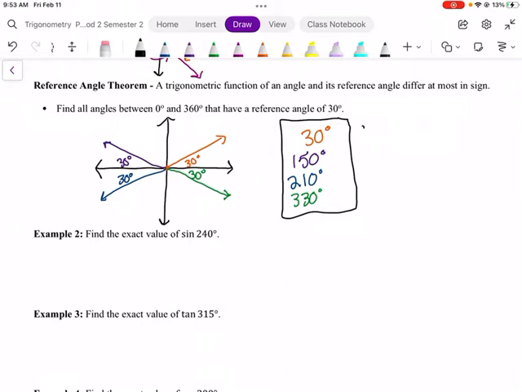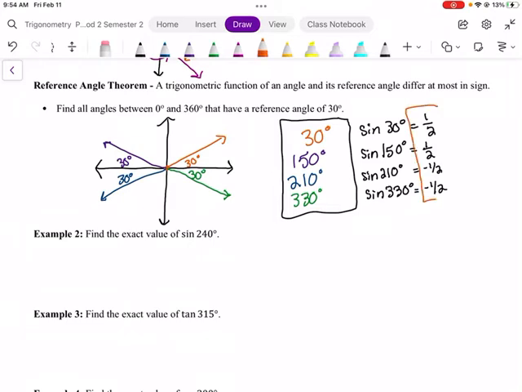So we know the sine of 30 degrees equals positive 1/2. We know sine in the second quadrant is negative. Oh wait, also positive. So that would also be positive 1/2. And then sine in the third and fourth quadrant is negative. So that means the sine of 210 is negative 1/2. And the sine of 330 is also negative 1/2. And you can check that on a calculator, but you'll notice that they're the same number, just different signs. And that's what our reference angles help us determine.